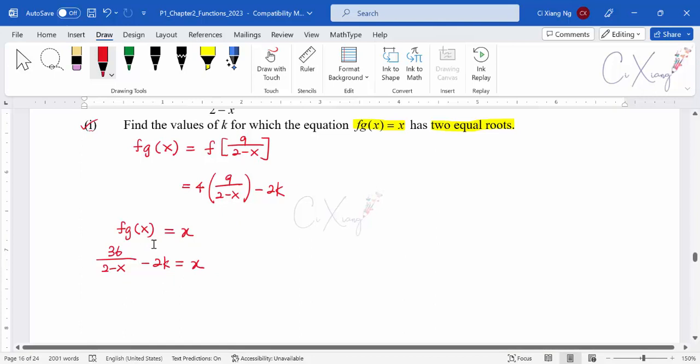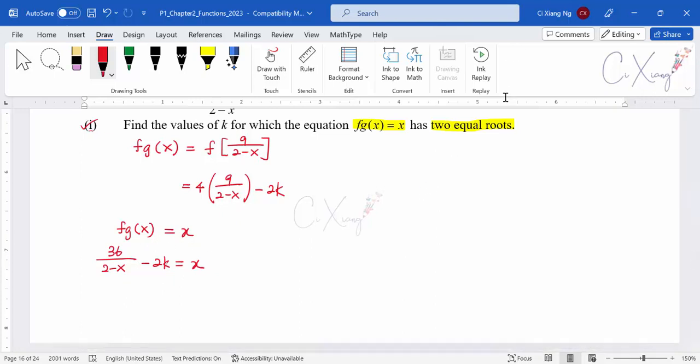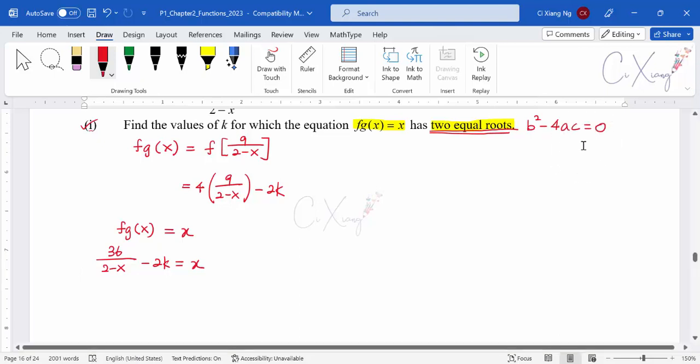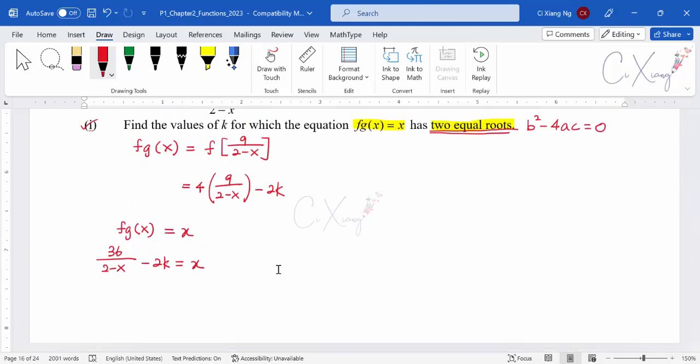And then according to the question again, they are saying that we have two equal roots for this particular expression. For two equal roots, this keyword, we know that you can link it with the concept where the discriminant b squared minus 4ac should be equal to 0. But to apply the discriminant formula, you need to express your equation as a quadratic equation. So this is not a quadratic equation yet. So I want to change it to a quadratic equation. How can I change it?